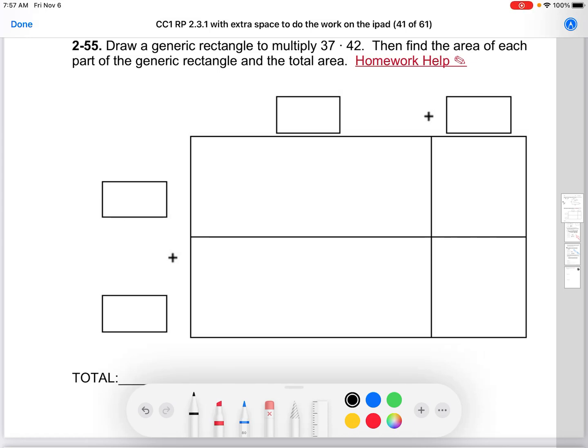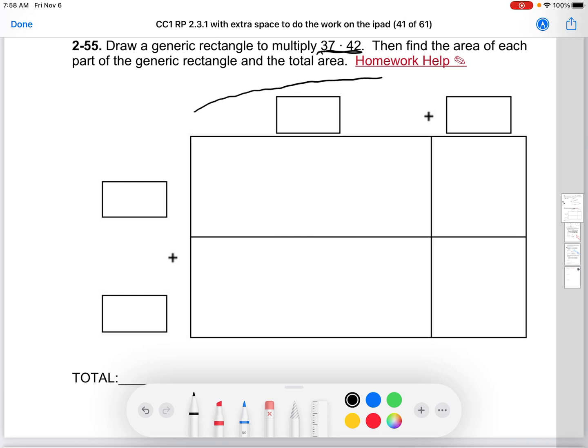I'd like to show how to handle 37 times 42. What we're going to do is use the generic rectangle, which is what you see in front of you right here. We're going to use that to multiply 37 times 42, then find the area of each part of the generic rectangle and then the total area.